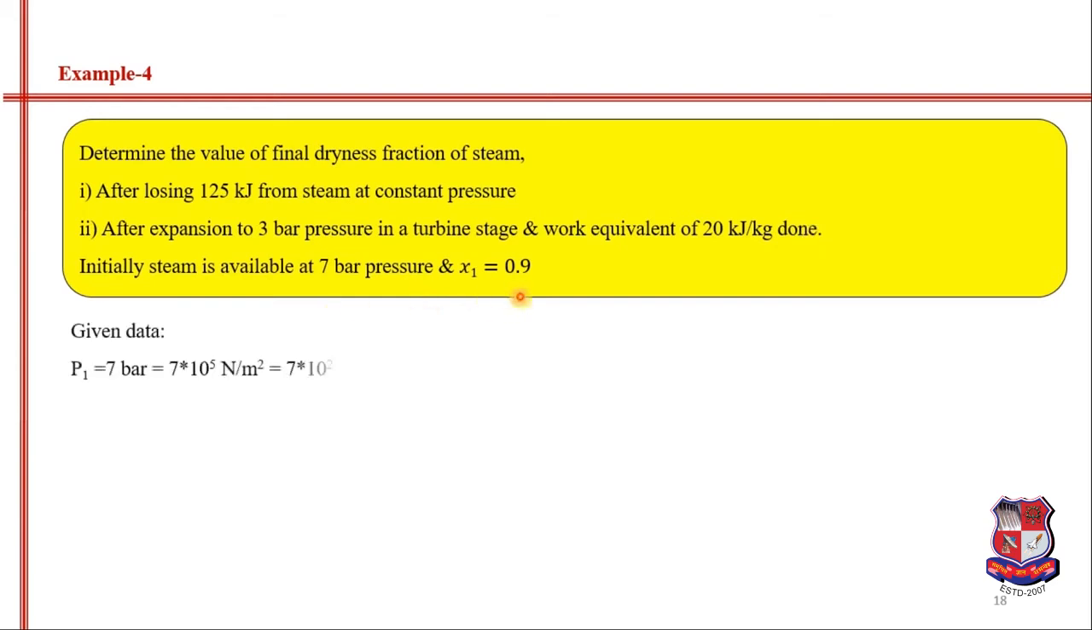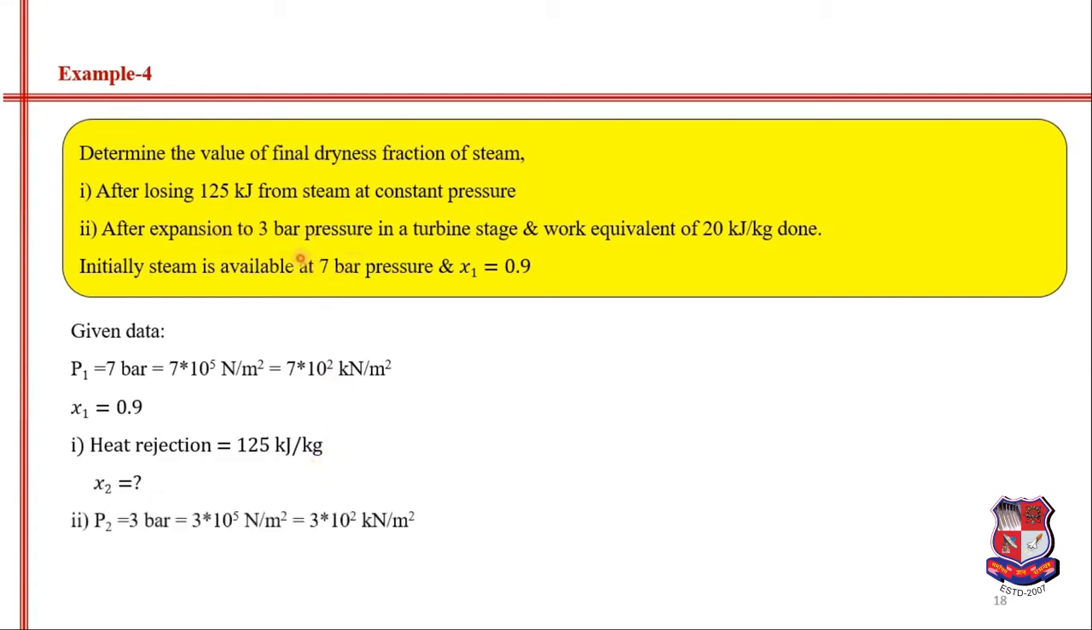First, mention the given data. Initial pressure is given as 7 bar, meaning 7 into 10 raised to 2 kilonewton per meter square. Initial dryness fraction is given as 0.9. The first case is that we are losing heat of 125 kilojoule. So we can say heat is rejected from the system, which is equal to 125 kilojoule per kg, and we are required to find the dryness fraction for that case.